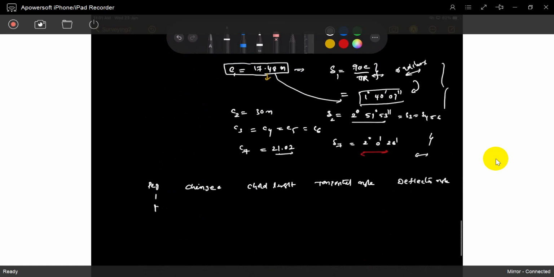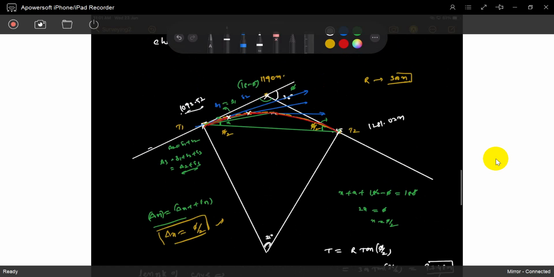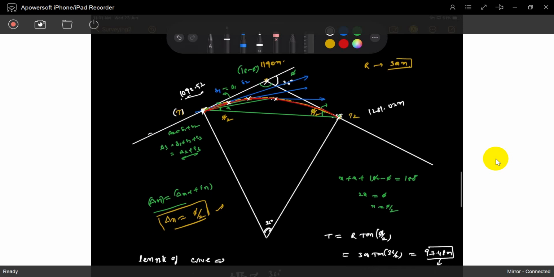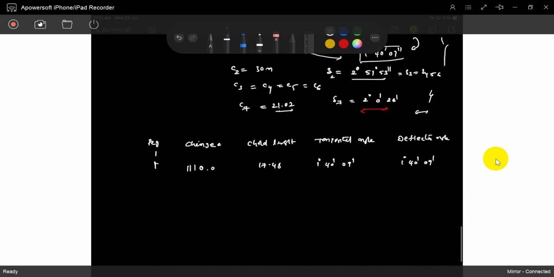1110. Okay, so peg 1, 1110. Chord length is 17.48. Tangential angle is 1 degree 49 minutes. Deflection angle is the same thing. Deflection angle, or tangential angle, means how much tangential variation from these points, from the point of curvature. From the point of curvature, we calculate the deflection angle. Total deflection angle comes to 5 by 2. Okay, so that's the first.